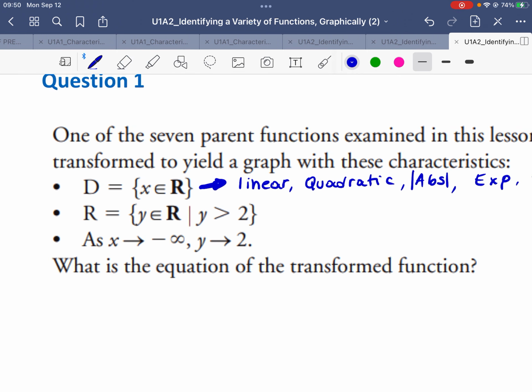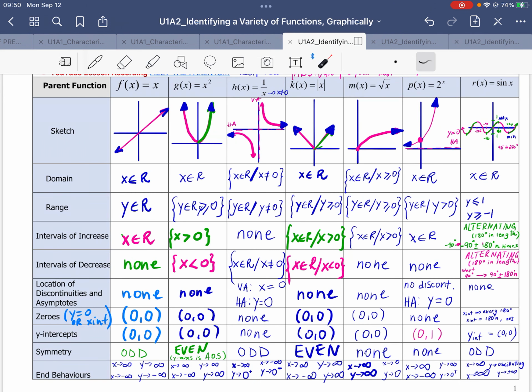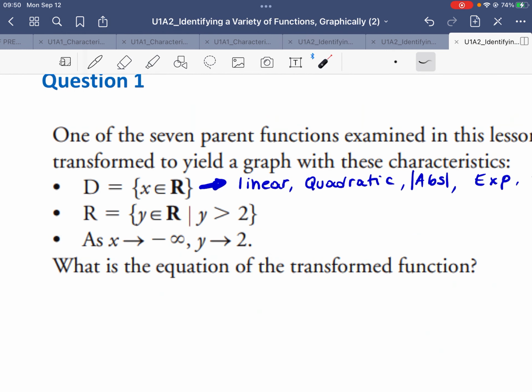Now, this is not the only condition that our graph should satisfy, so we have to move on to the next piece of information, which indicates that the range of this function is any real number y, but y has to be bigger than 2. So that should make us think, okay, wait a second. When you look at linear functions, the range is any real number y, right? And I'm going to go back to the chart again. So the range for linear is any real number y. The range for quadratics is y bigger than or equal to a number. So that makes me think, okay, maybe the function we're talking about is quadratic.